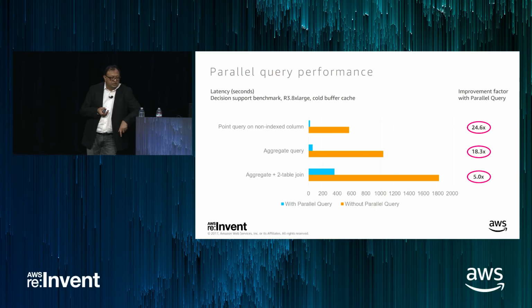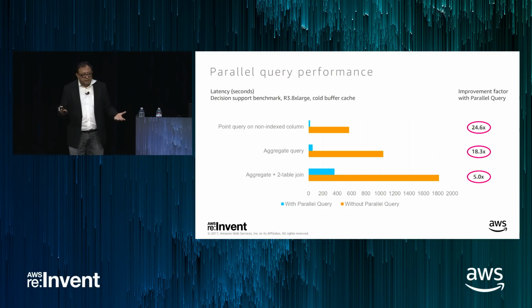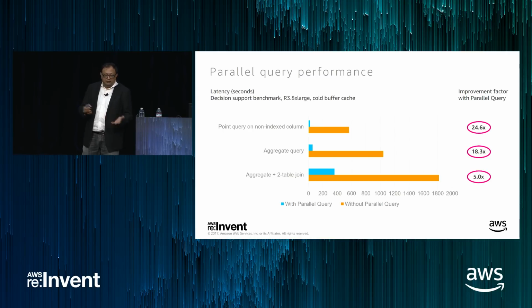So a point query on the non-indexed column is basically a scan. An aggregate query is a scan followed by an aggregate, and an aggregate plus two table join. So you get advantages, right? And that's just because we're able to operate on the resources where they are.